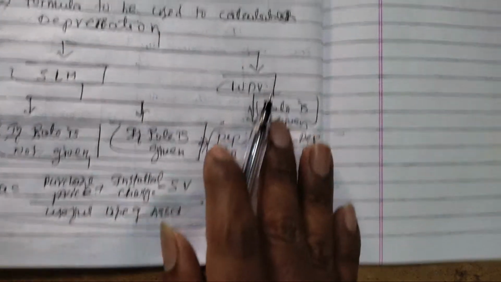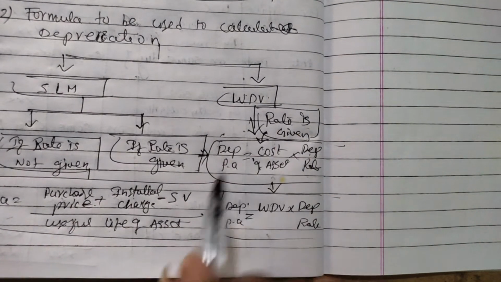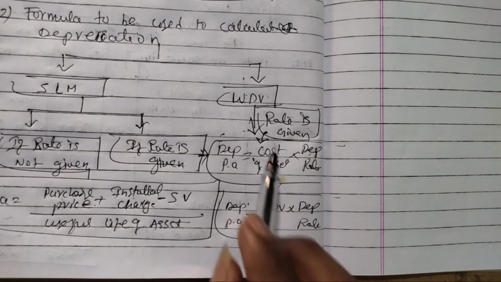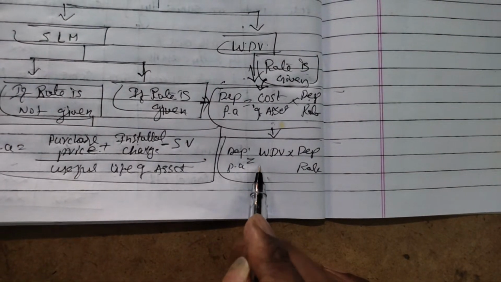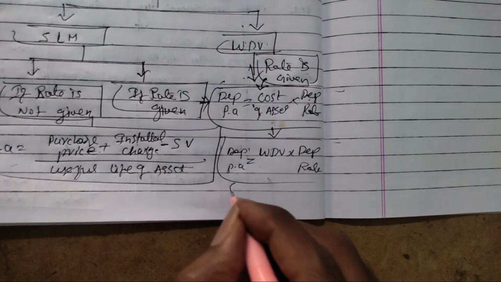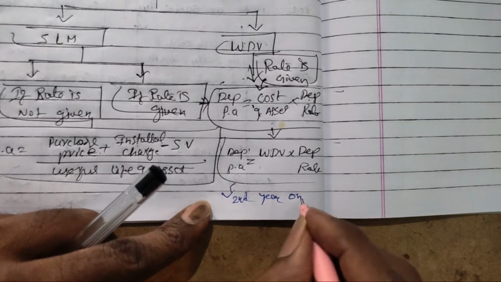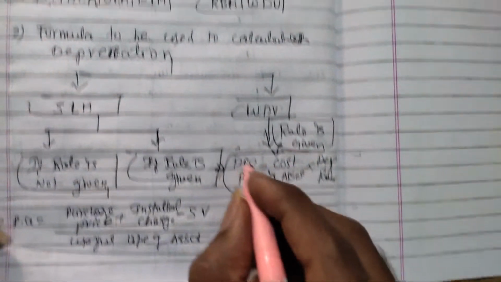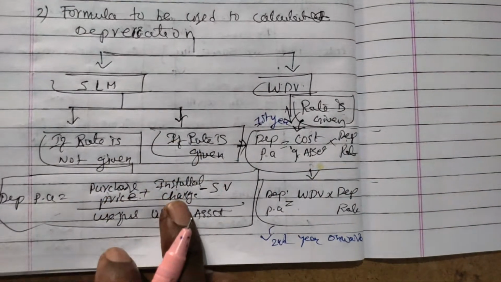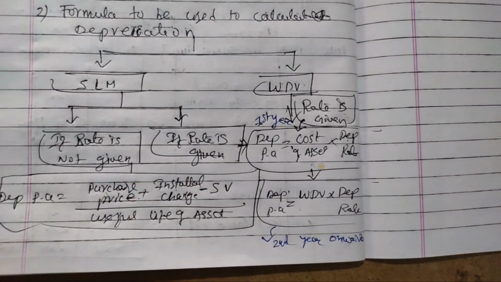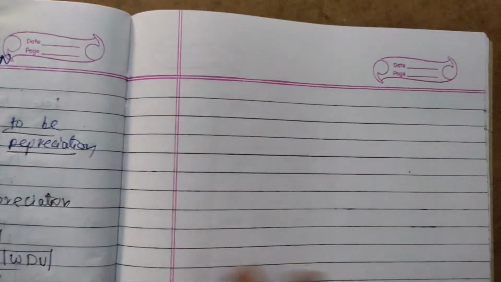Okay. Now, if it is WDV method, then also the same formula we will use if rate is given, and in case of WDV generally rate will be given. Cost of asset into depreciation rate in the first year. Second year onwards in WDV it is from second year onwards, right? In the first year you will use this one. In case of straight line method, if you calculated for 1 year, that is enough. Same will be there.